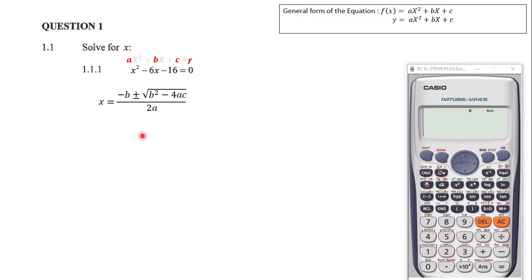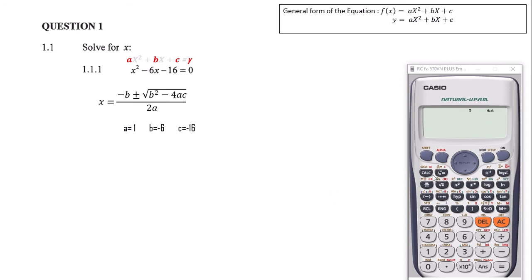Right, so we can use our quadratic equation. All you have to do is identify which one is our A, which one is our B, which one is our C, in the standard form, and that's just taken from there. And you can see that is the quadratic equation there. This is given at the back of your question paper. So there, our A is 1, our B is minus 6, our C is minus 16.